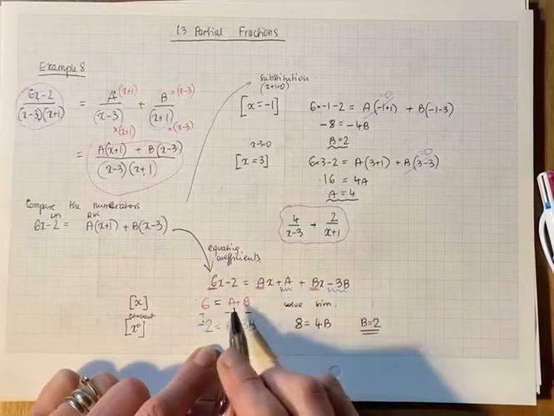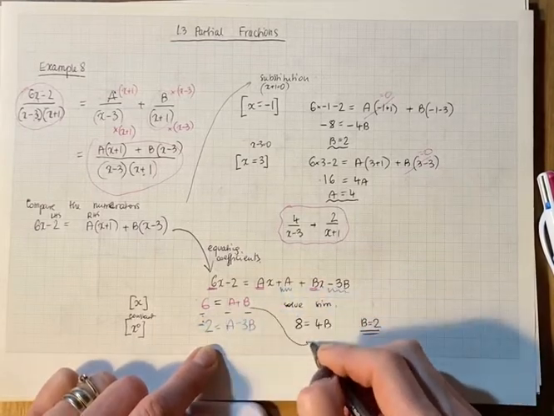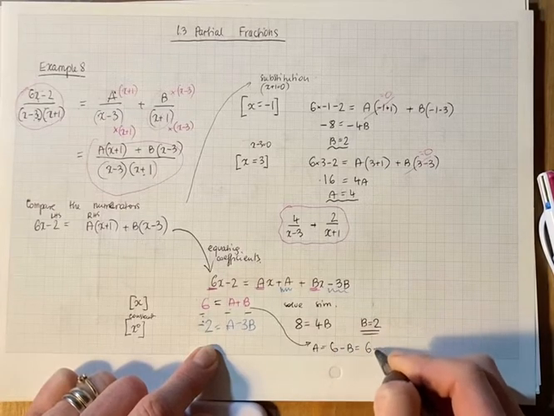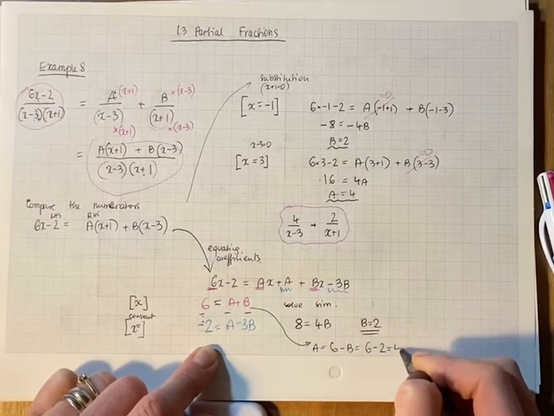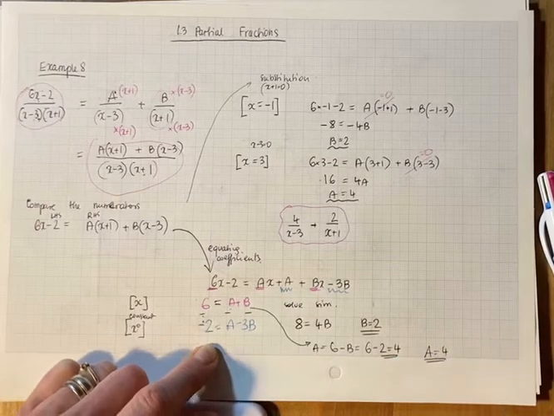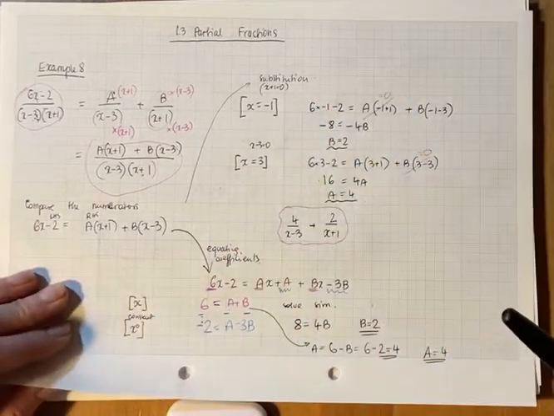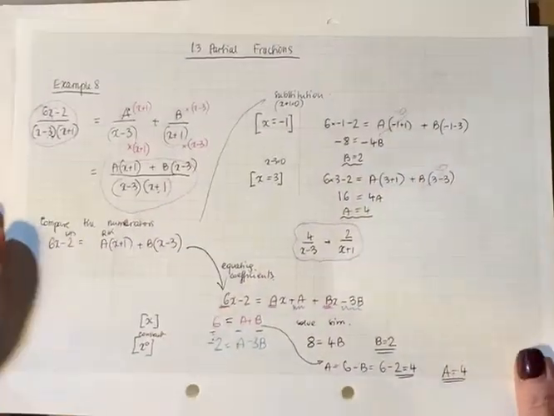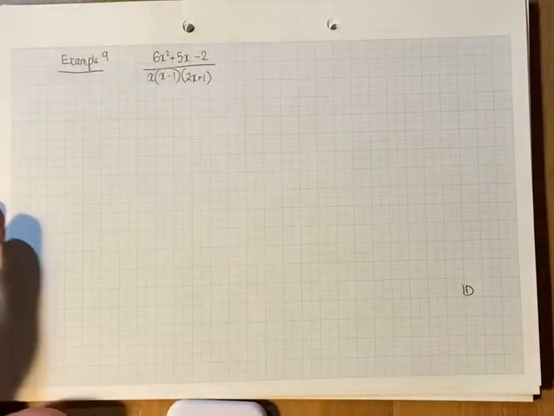And a, we need to think from this, a must be equal to 6 minus b. So 6 minus 2, which is 4. So a is 4. Most of the time, this top method is preferable. Most students prefer that. Okay.